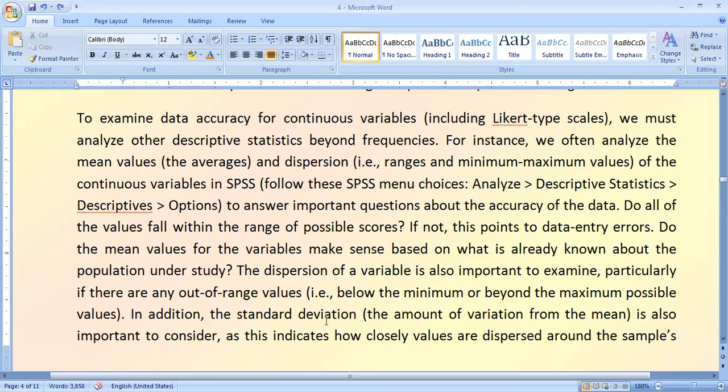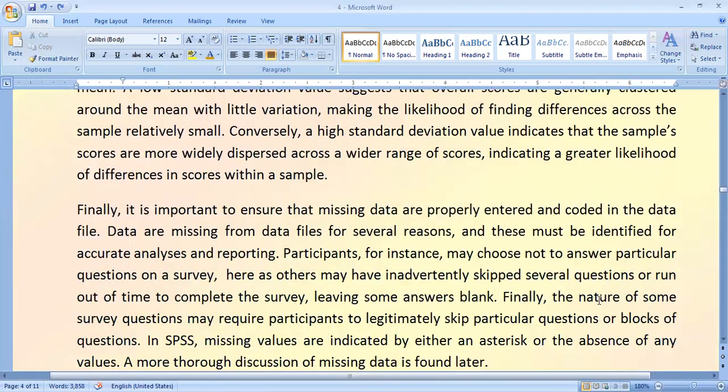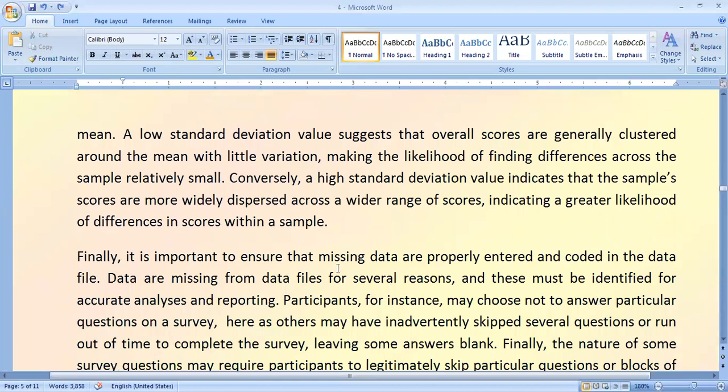In addition, the standard deviation is the amount of variation around the mean. Standard deviation means the amount of variation. Variance means difference from the mean. It is also important to consider that this indicates how closely values are dispersed around the sample's mean. A low standard deviation value suggests that overall scores are generally clustered around the mean with little variation, making the likelihood of finding differences across the sample relatively small.